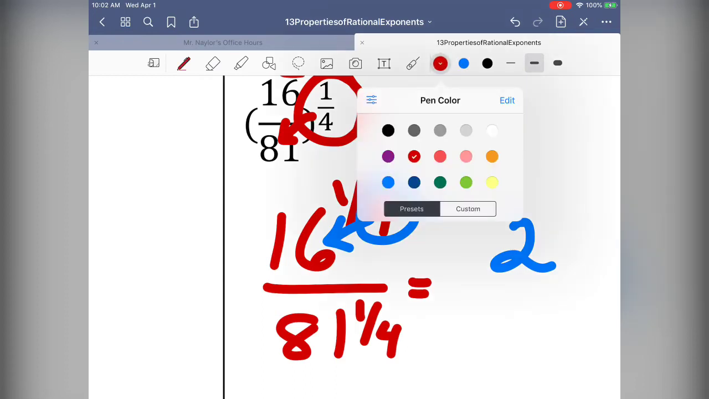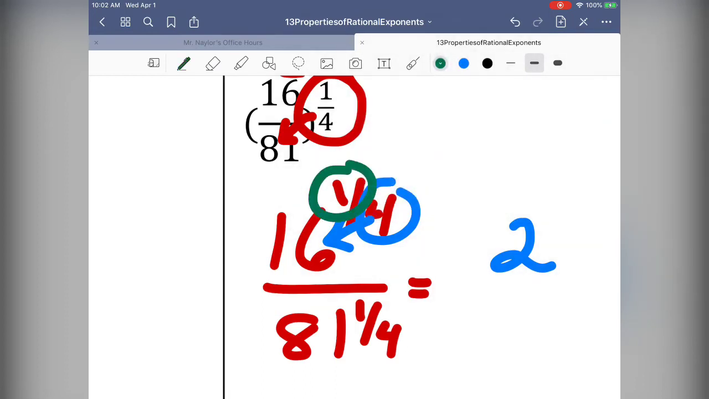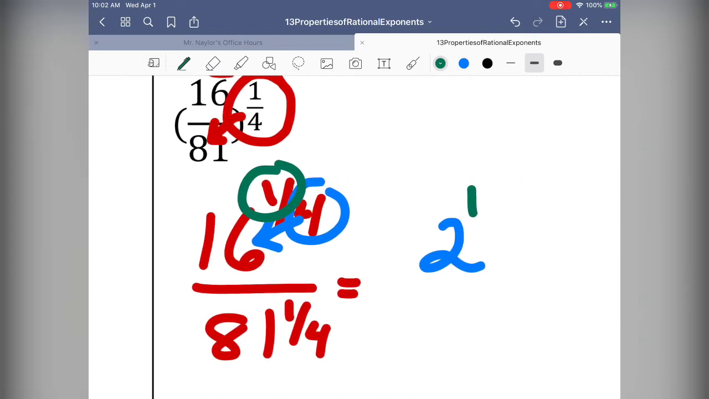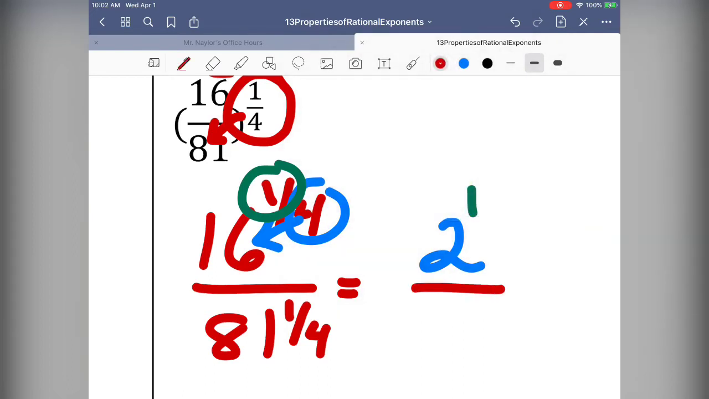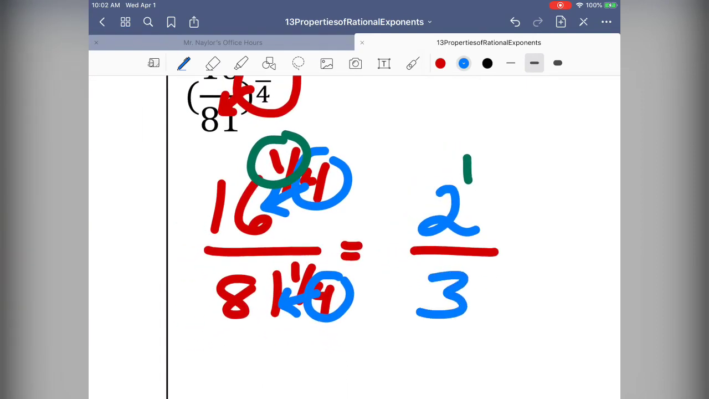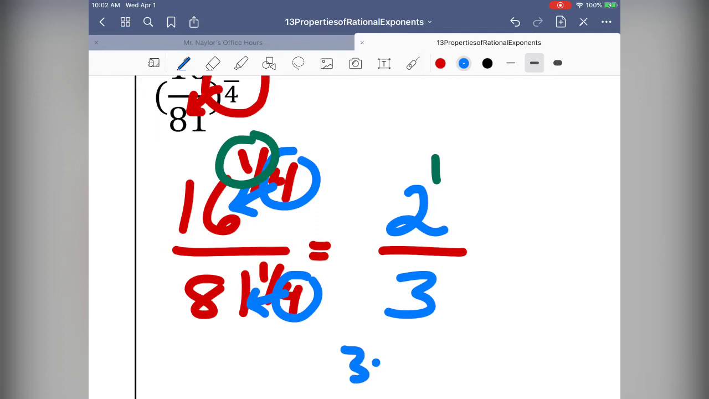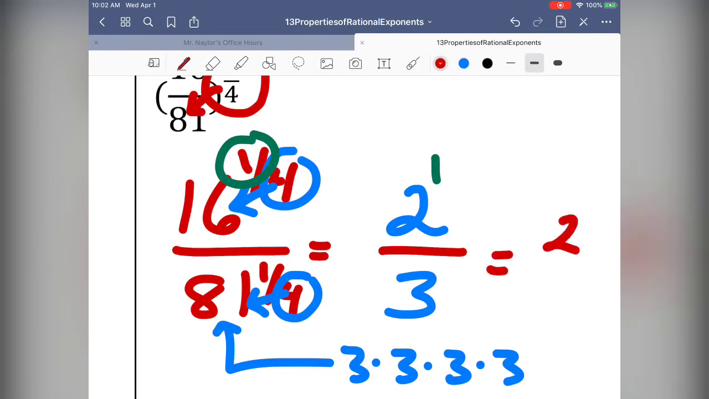What about this 1 right here that we seem to kind of be ignoring? Well, that would be the power. I have ignored it because a power of 1 is going to allow this to still equal 2. Now 81 to the 1/4 power. You're trying to find 4 numbers that multiply to be 81. Now you can try this on a calculator. You can test some numbers. Eventually you'll arrive at the number 3, because 3 times 3 times 3 times 3 is equal to 81. So our final answer here is 2/3.